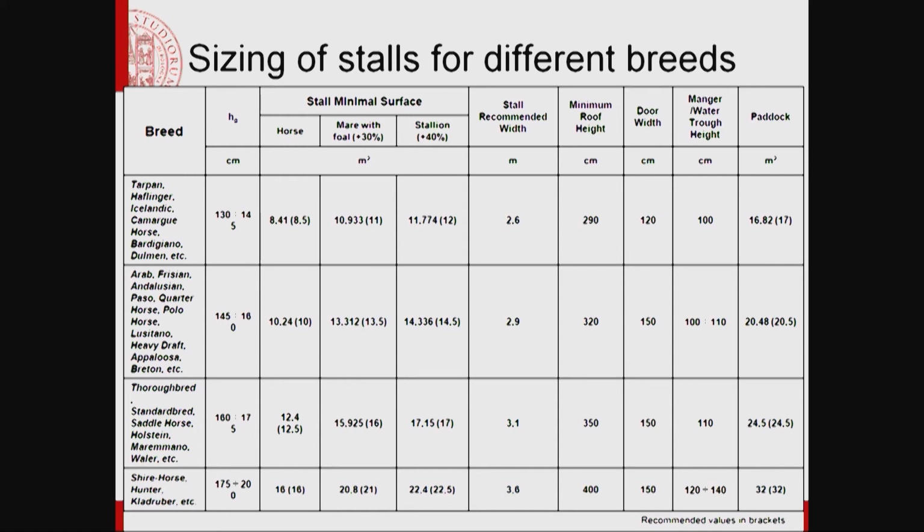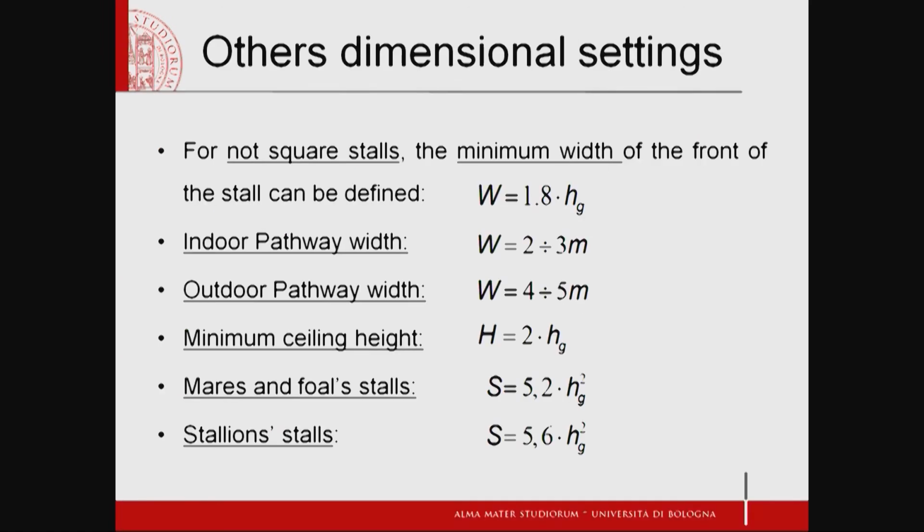Other dimensional settings are related to non-square stalls, where the minimum width of the front of the stall can be defined with the simple formula where the width is equal to 1.8 times the height at the withers. For indoor and outdoor pathways, the widths vary respectively between 2-3 meters and 4-5 meters, while the minimum ceiling height inside the barn is 2 times the height at the withers.